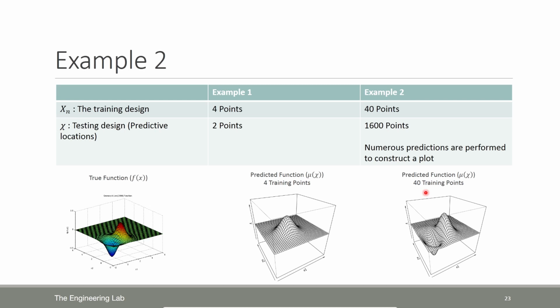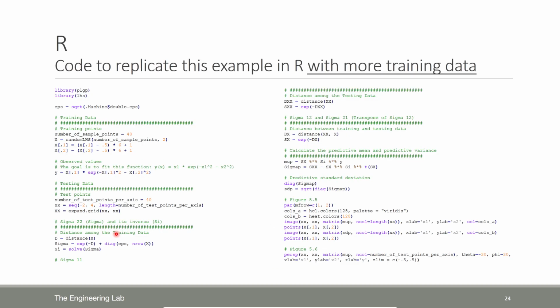In the second example, we are going to use more training points. In the first example, we used 4 training points. In the second example, we are going to use 40 training points. You're going to find out that at the end, not only do we predict the maximum, we also predict the minimum. And this final surrogate model that you see here, the predicted function, is going to better align with what the true function is. So we can do this by hand, or we can use R. If you want, you could use MATLAB. You can use the code here for R and replicate this example.